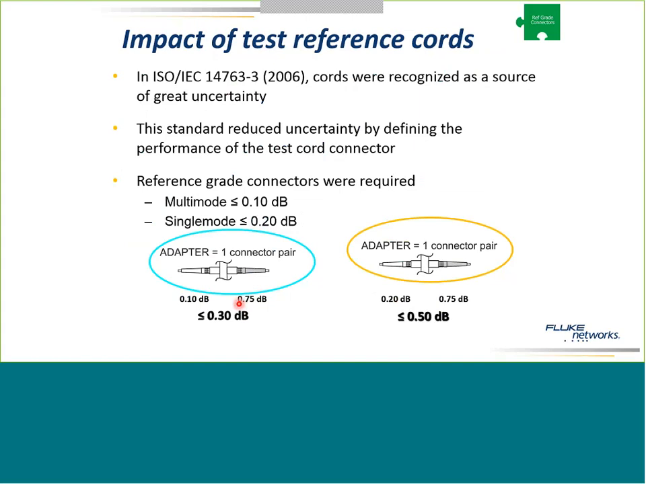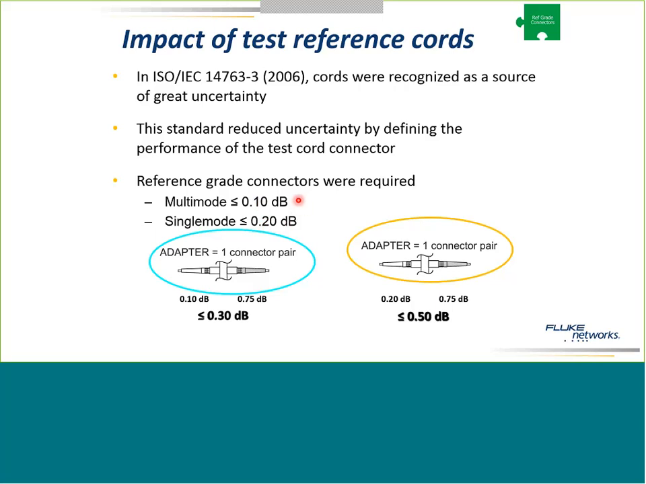Talked about the importance of the test reference cords and the connectors. The standard recommends the use of reference grade connectors. Now, we just mentioned that a mated pair of reference grade connectors is going to have 0.1 dB of loss. Single mode will be 0.2.